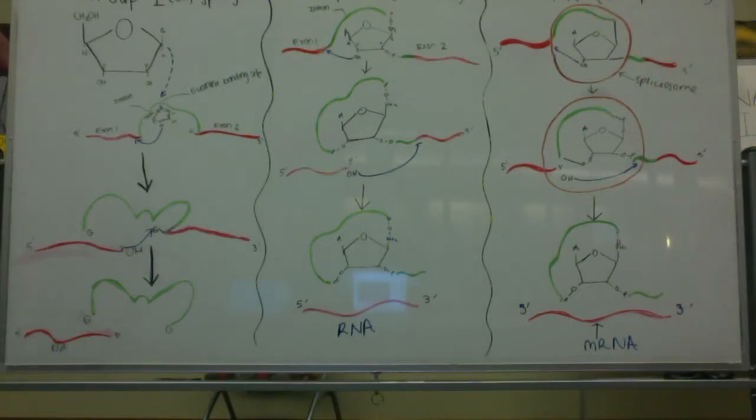The splicing of Group 2 introns is very similar to Group 1, except the 2' hydroxyl group on the adenine nucleotide begins the catalytic process, and it follows the same mechanism as Group 1 to make the RNA product.